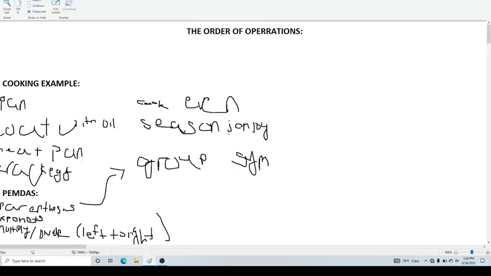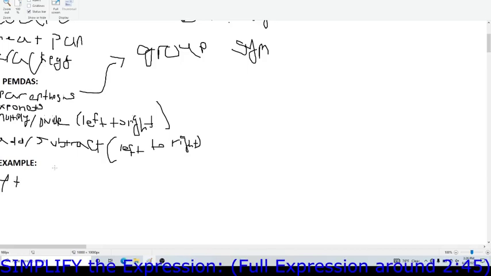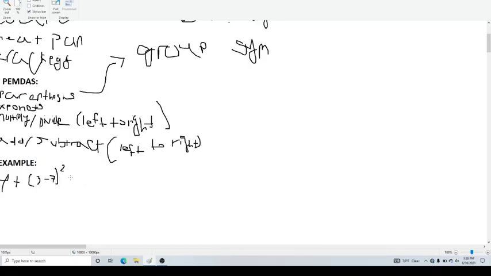So let's do an example. 4 plus 3 times the quantity. So if you see any grouping symbols, parentheses or brackets, we normally in mathematics say the quantity of 3 minus 7, all squared, and we're going to divide it by 4. Where do we start off? Well, we follow the acronym, PEMDAS. So we start off with P or parentheses. So if there's any parentheses, we simplify it down.